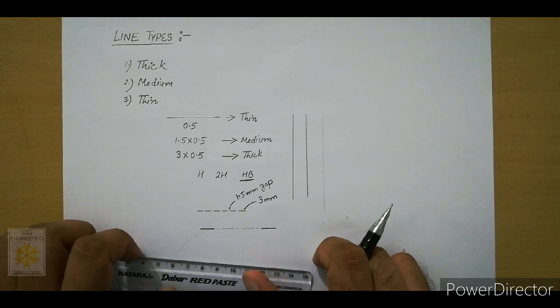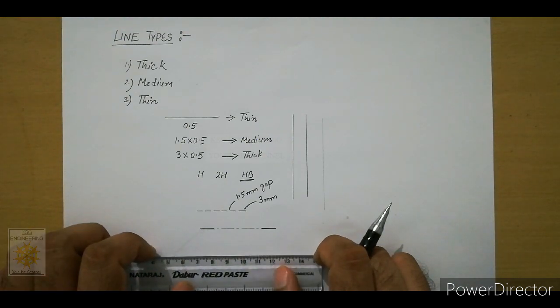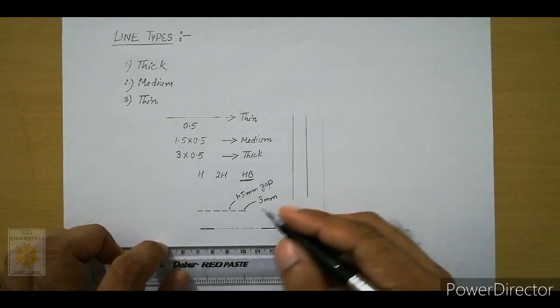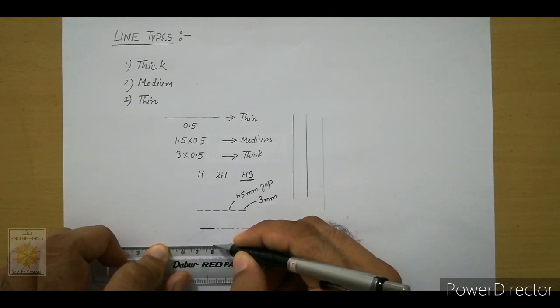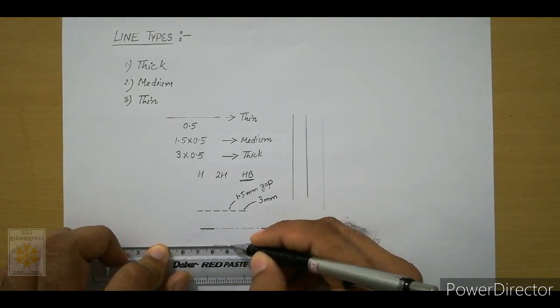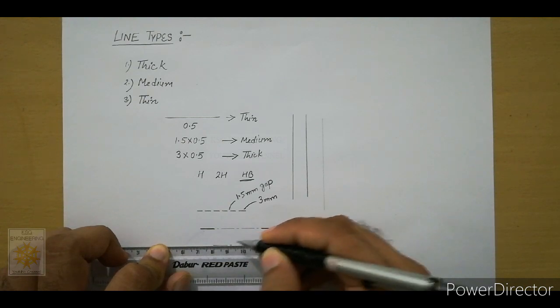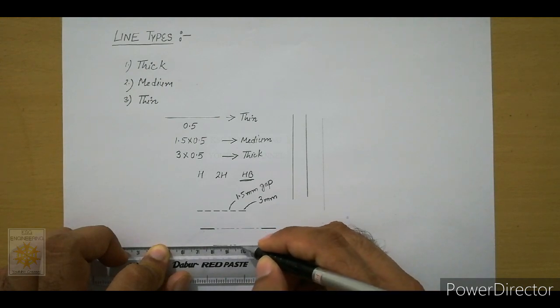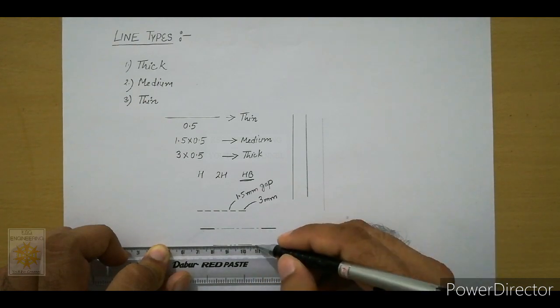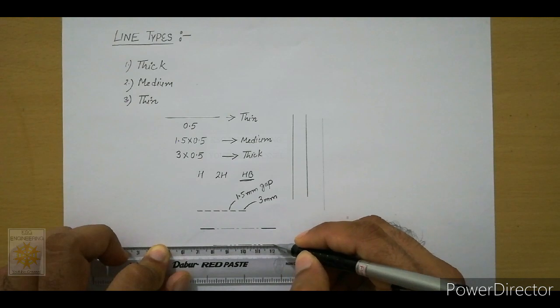Then in that lecture we discussed the long dashed double dotted line. It is similar to the chain thin line, but after drawing a 10 millimeter long dash, leave a 1 millimeter gap, draw a 1 mm short dash, again leave a 1 millimeter gap, again draw a 1 mm short dash, again leave a 1 millimeter gap, and then draw the long dash. This pattern you have to draw up to the required length.